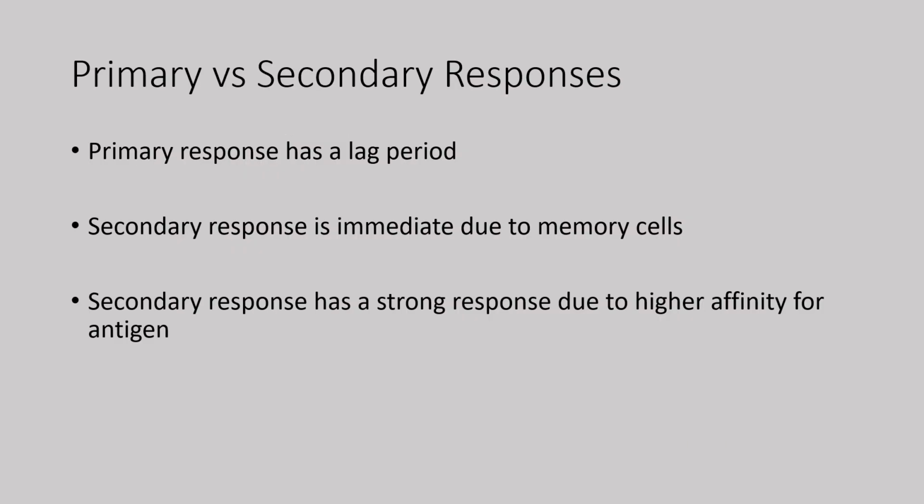With the primary response, the first time you are exposed, there is a lag period. There's a delay. You have to get all these players up and running. It takes a while to activate the helper T cell, and it's going to take a while for that one to go activate the cytotoxic T cells and get those out in the blood system. It's going to take a while to get the B cells activated. There's a lag period. Because of the memory cells, when you have a secondary response, it's going to be immediate. You already have that initial work done.